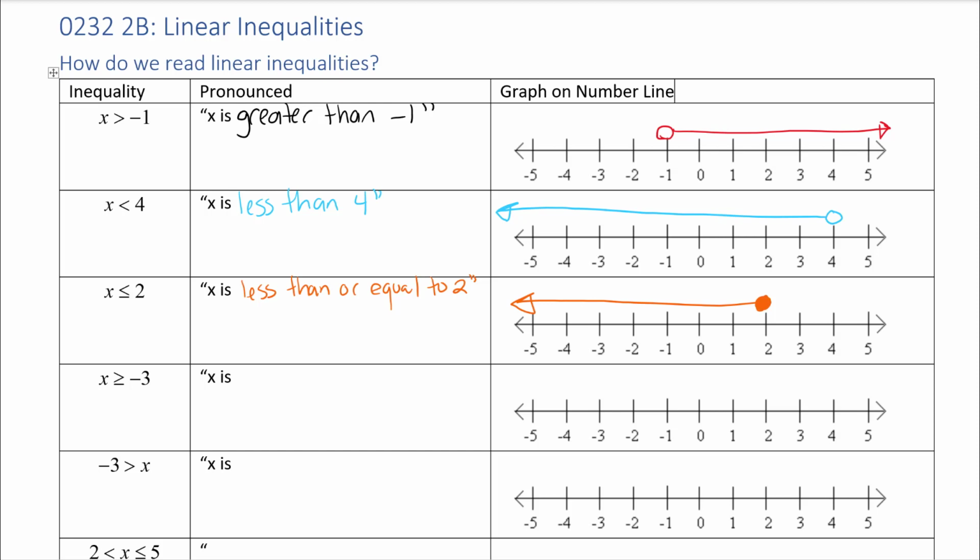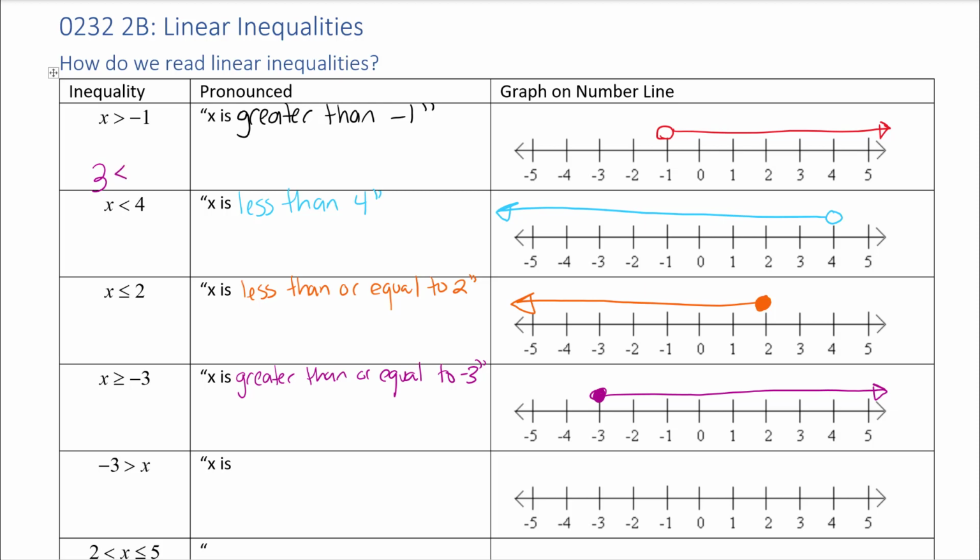The next one says x is, and this symbol right here is greater than or equal to -3. So at -3, I have a closed circle, filled in circle, and x is greater than it, so greater than is to the right. So one way you can think about this is if you have two numbers that you know are less than the other one.